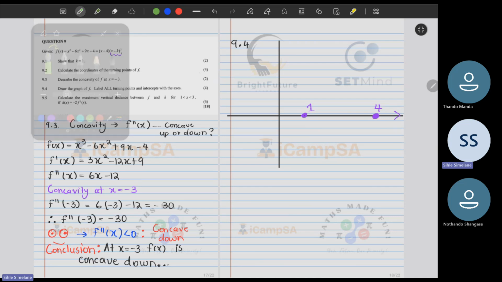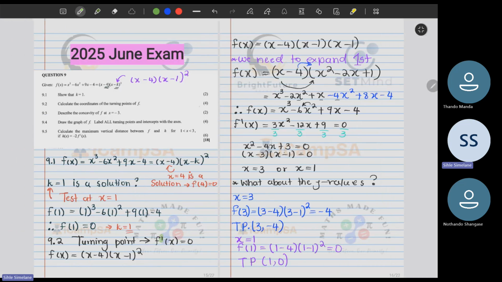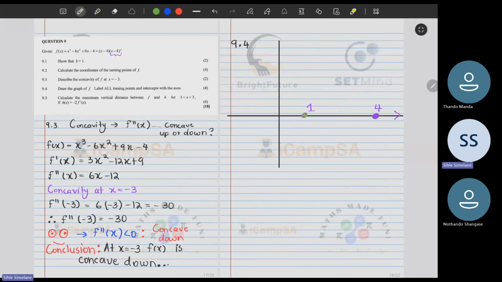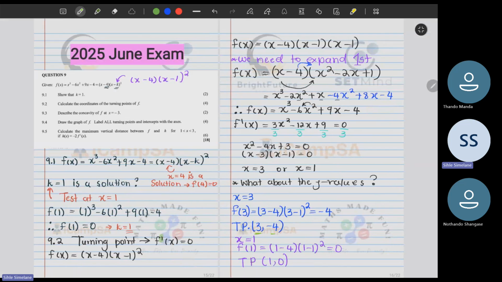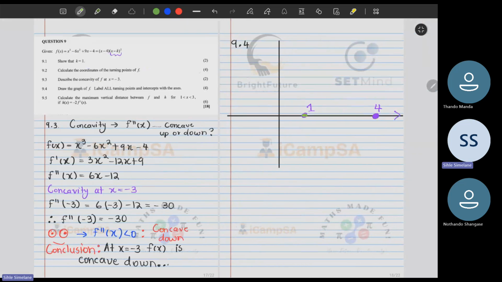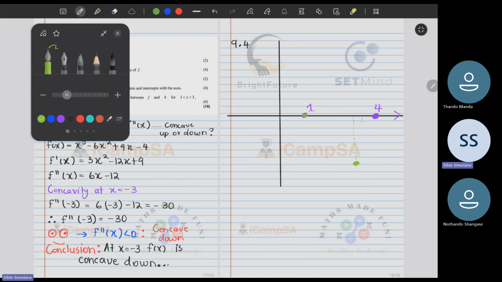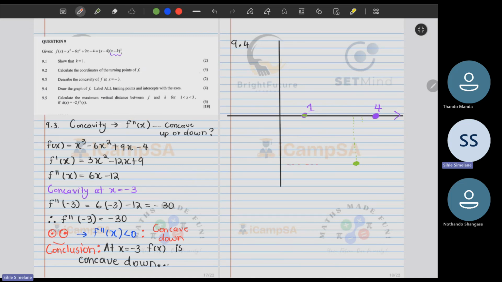So let me put our turning points also. We have a turning point at 1 and 0. And we have a turning point at 3 and minus 4. So 3 will be somewhere just below 4. So let's extend this. We'll put in 3 to be somewhere there, and we put in the corresponding y value, minus 4.